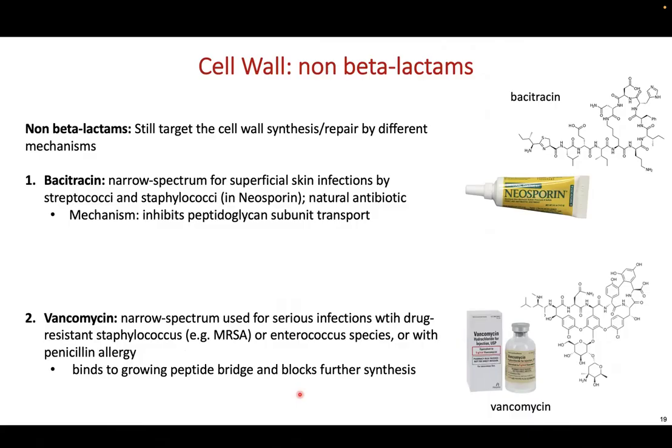The second one is vancomycin. It also has a narrow spectrum, and is used for serious infection with drug-resistant Staphylococcus. Basically, it binds to growing peptide chains or the peptide bridge and blocks further synthesis.